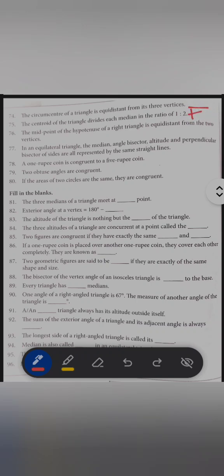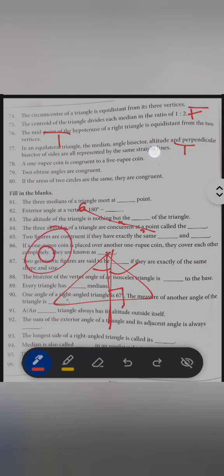The midpoint of the hypotenuse of a right angle triangle is equidistant from the three vertices. Yes, that is correct. So this one is true. In an equilateral triangle, the median, angle bisector, altitude, and perpendicular bisector of the sides are all represented by the same straight line. Yes, that is correct. True. A 1 rupee coin is congruent to a 5 rupee coin. No, that is false. Two obtuse angles are congruent if they have the same measurement. One is 120 degrees, another one is 135 degrees. That is not possible. So this one is false.